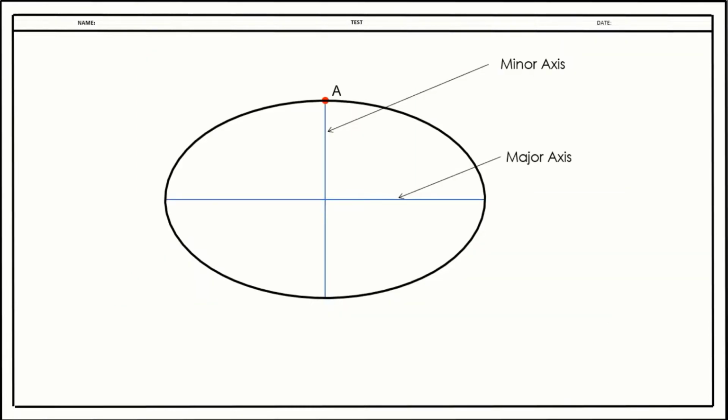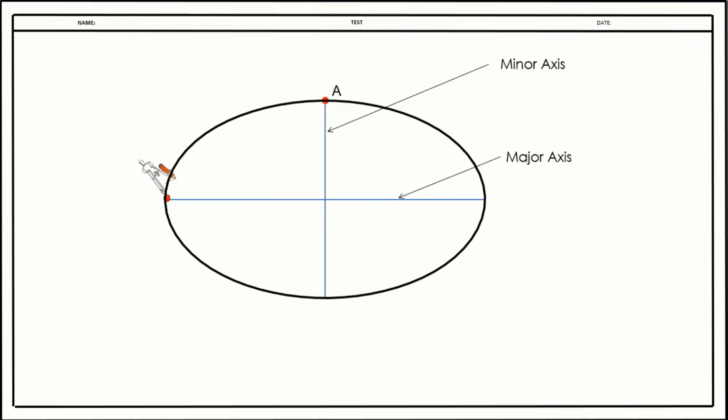So the main focus of today's tutorial is how to get something called focal points. In an ellipse, there are two focal points, and they are very important because each of those focal points has a special relationship with every single point on the curve of an ellipse.